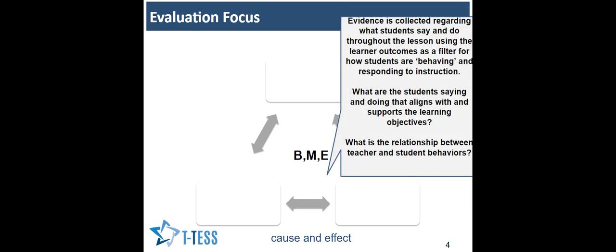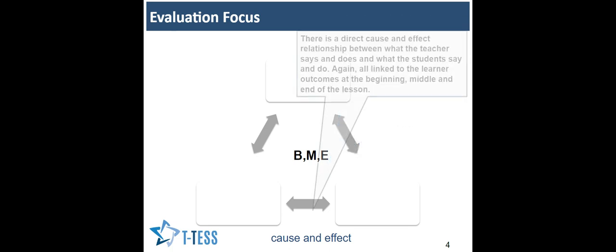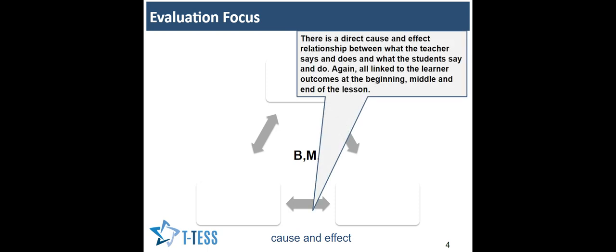I'm also collecting evidence regarding what students say and do throughout the lesson, using the learner outcomes as a filter for how students are behaving and responding to instruction. There is a direct cause and effect relationship between what the teacher says and does and what the students say and do. Again, all linked to the learner outcomes. The next slide extends this learning.